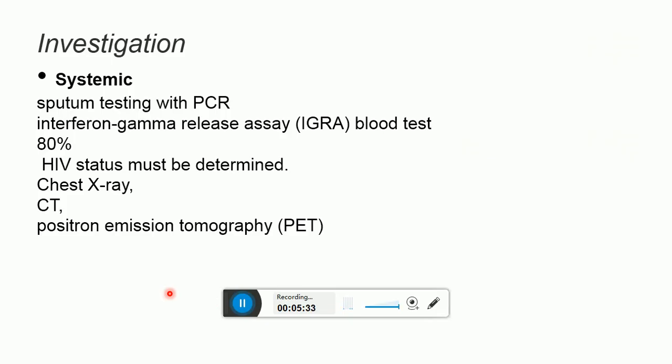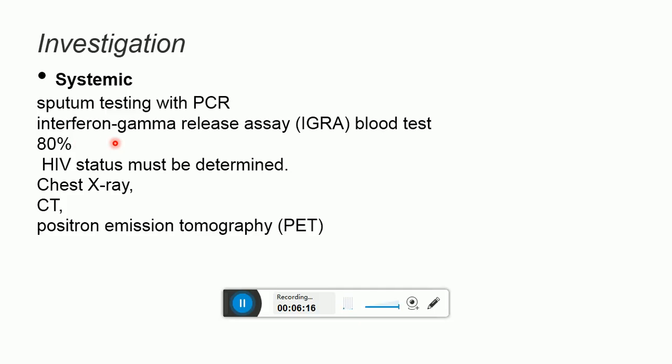So, investigations. Diagnosis is often made clinically, considering evidence of previous TB exposure and other negative investigations. A tuberculin skin test may show a positive result within 48 hours. Systemic assessment by an appropriate specialist. Newer investigations include sputum testing with PCR and interferon gamma release assay, a blood test. This is approximately as sensitive as skin testing, 80% in active disease, but has the advantage of being independent of previous BCG vaccination. HIV status must be determined. Chest X-ray, CT, and positron emission tomography are among other tests.